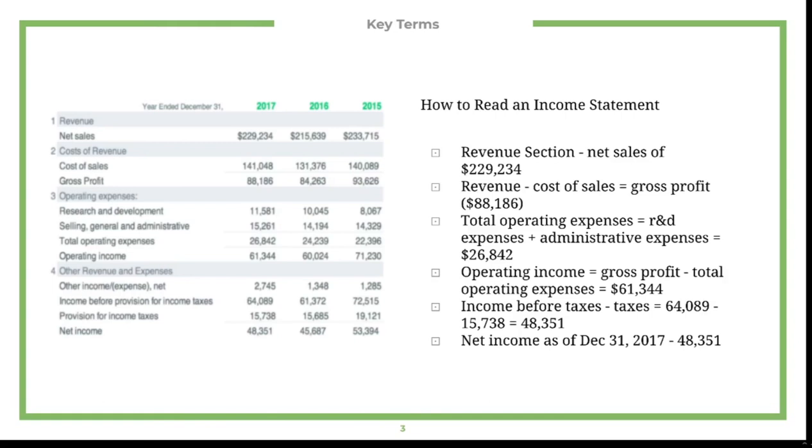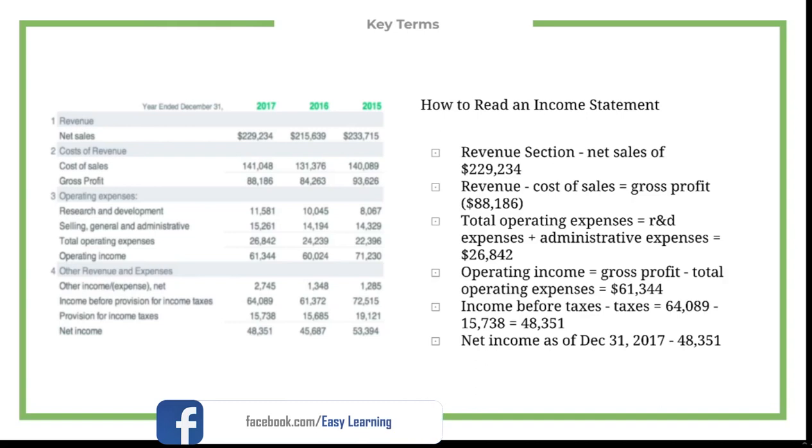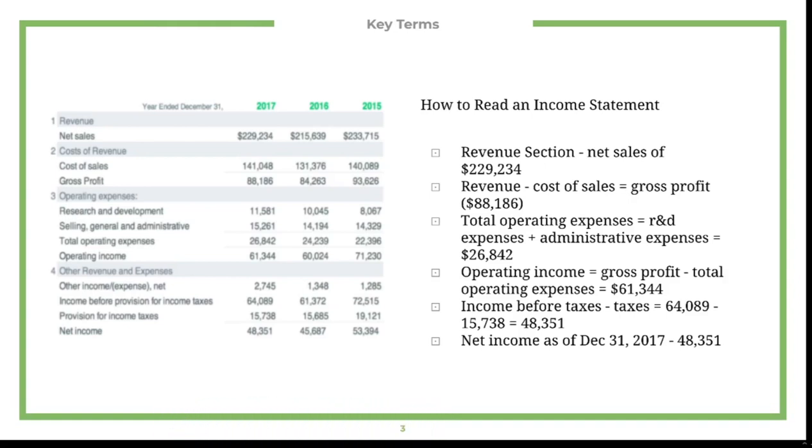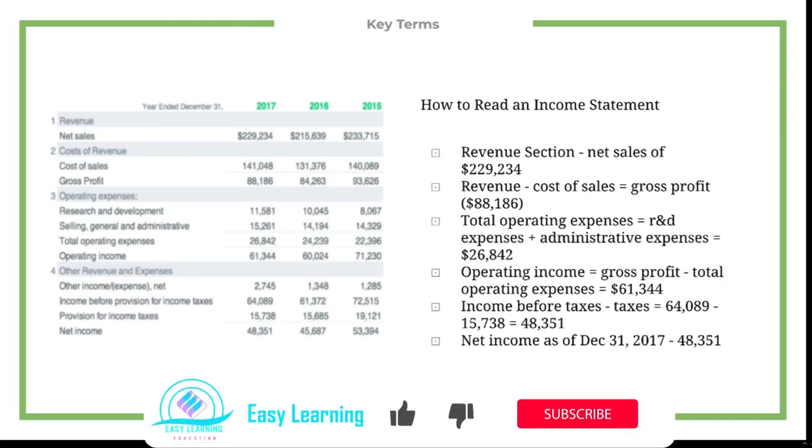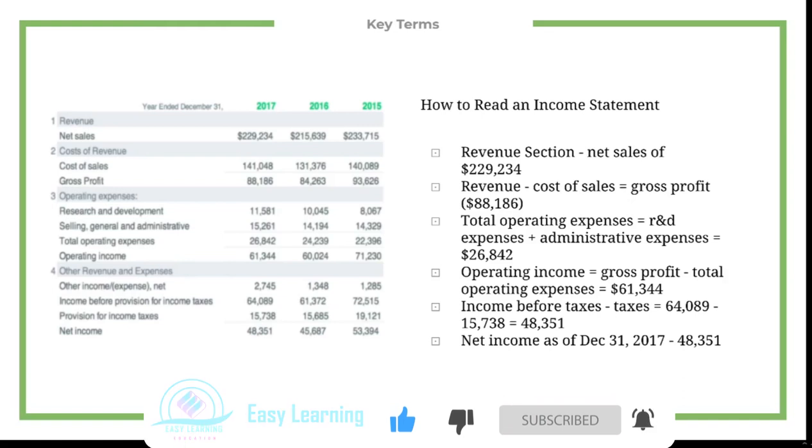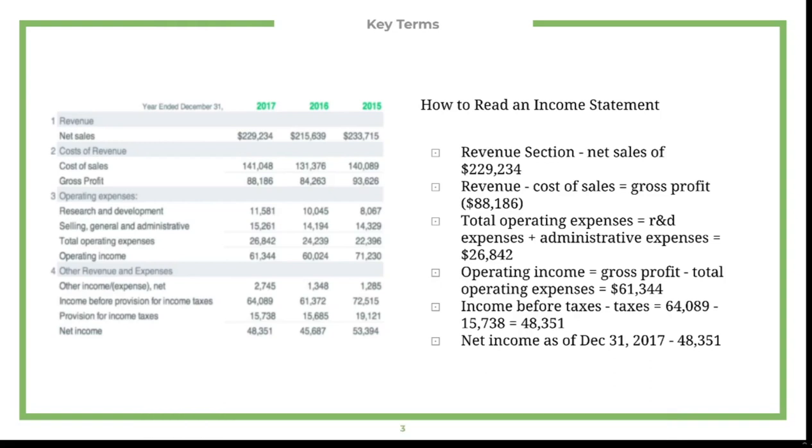And here we have our operating expenses. So we have research and development, selling, G&A. This sometimes is written as sales and marketing and general and administrative separately, but here it's written as selling, general, and administrative. And adding all these up together, you get your total operating expenses, and that comes out to almost $27,000. And operating income is when you subtract the total operating expenses from the gross profit. So that gets you about 61,000 bucks.